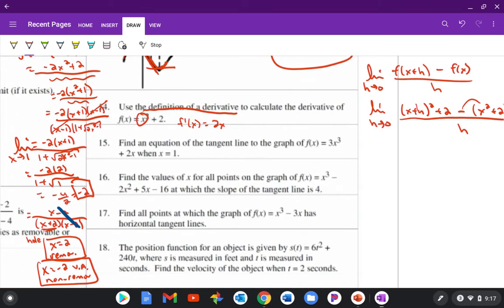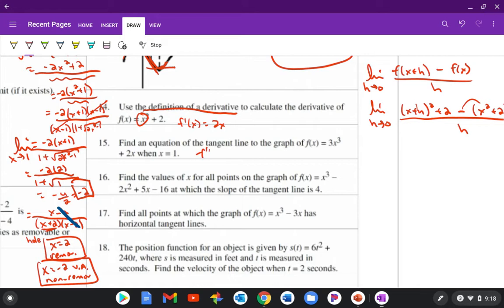Okay, number 15. For this one, we're supposed to find the equation of the tangent line when x equals 1. So in order to write a tangent line, you need a couple things. You need an x value, a y value, and a slope value. So the first thing we're going to get is the slope of the tangent line. To find that, we're going to find the derivative, because the derivative is the slope of a tangent line.